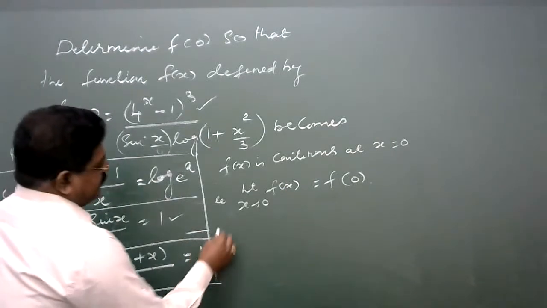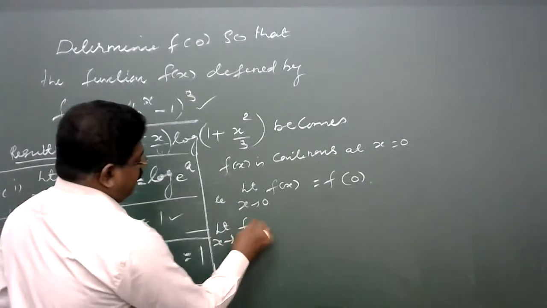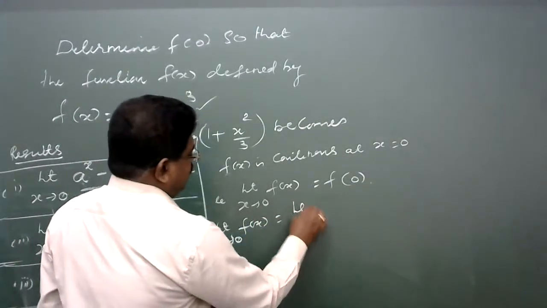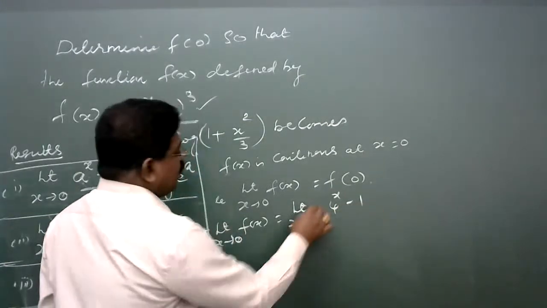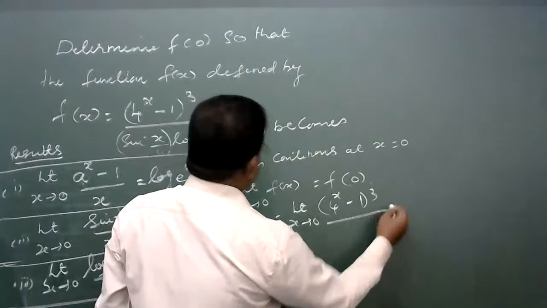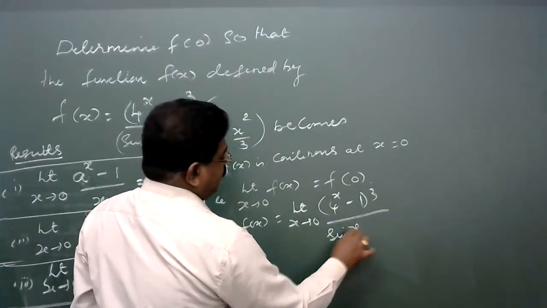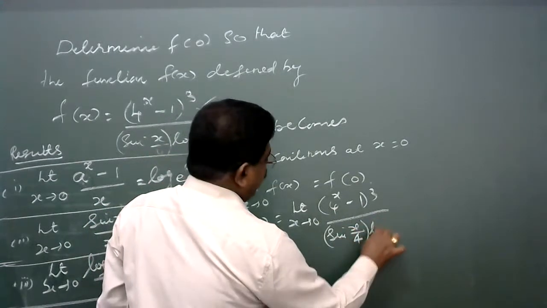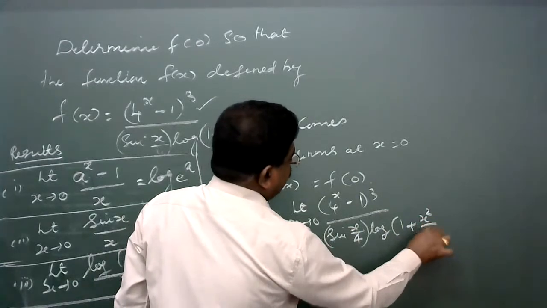Now what is it here? Limit x tends to 0, f of x is equal to limit x tends to 0, (4 to the power x minus 1) whole to the power 3, the whole upon sine of x by 4 into log of 1 plus x squared upon 3.